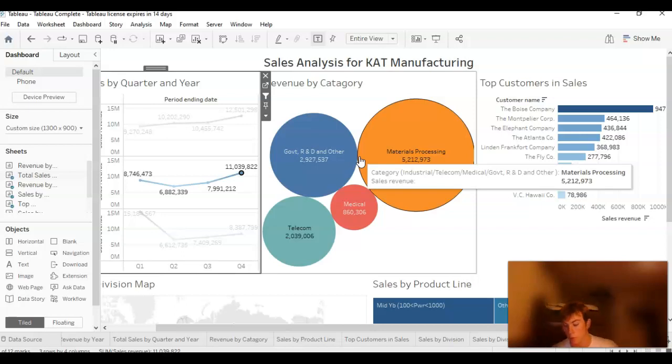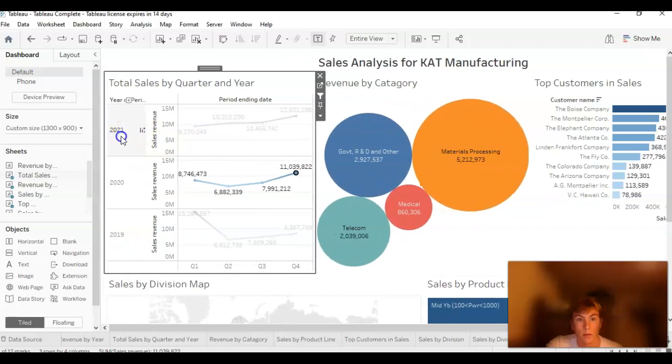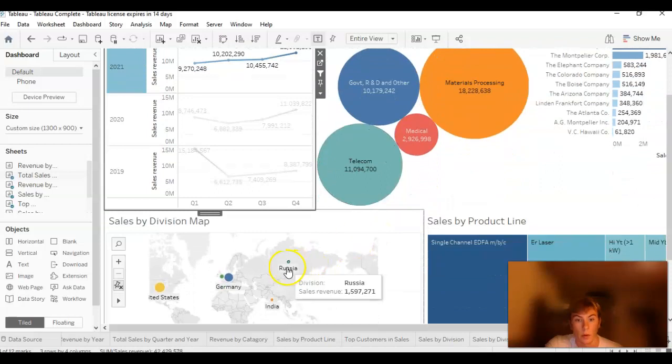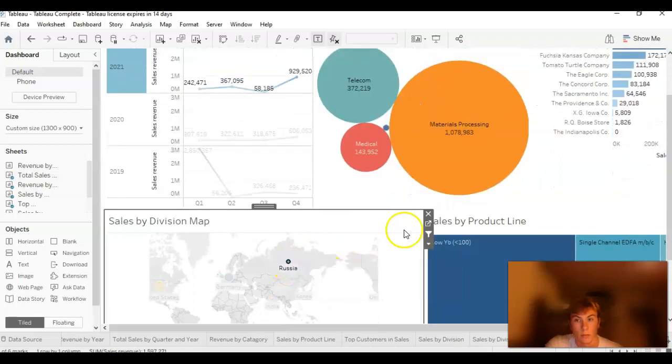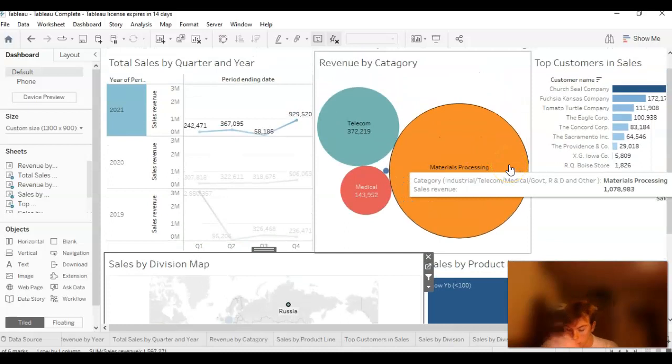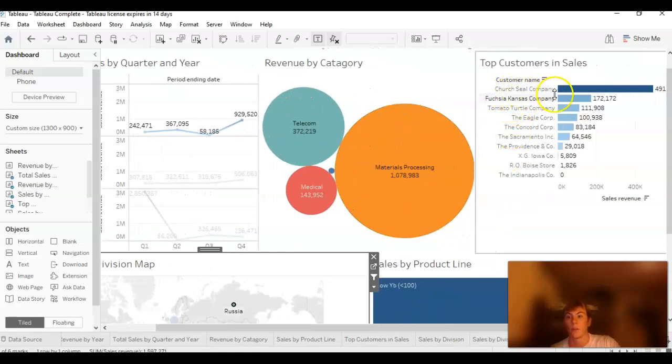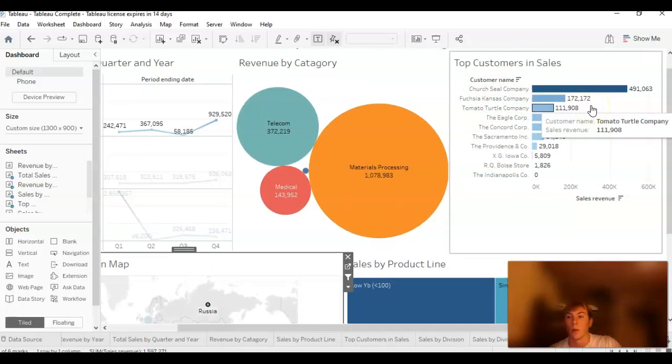Seven, who is the top customer in the Russia division in 2021? We're concerned with the year 2021. We want to know for the Russian division. And just the top customer, we go back and scroll, and you can see it's the Church Seal Company at 491,063.